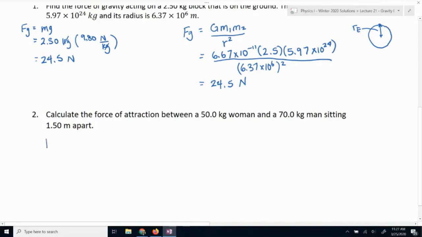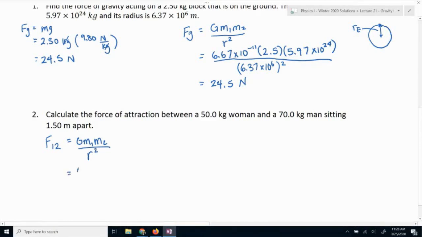So I'm going to write the force. I could call it the force of gravity, or I could call it the force between object 1 and object 2. They're both the same thing. Gravity is the force of attraction between two objects. We normally think of it as the force of attraction between an object and the Earth, but it can be between any two objects. So it equals G mass 1 times mass 2 over the distance between the two object centers squared.